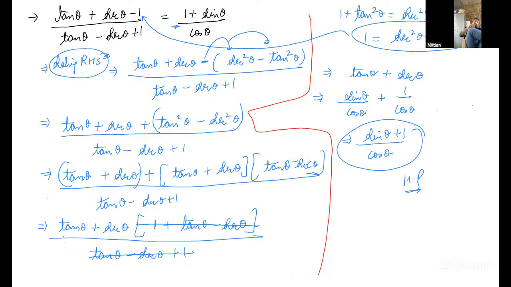Guys, any problem? And I request you guys, please don't just see and write it down. First understand on the board and then do it by yourself while writing it. Don't copy it. First understand it and then write it down.